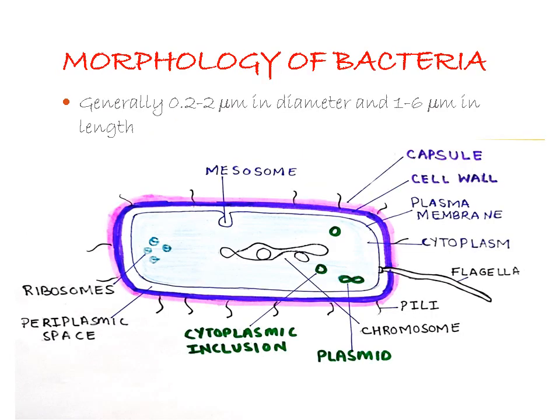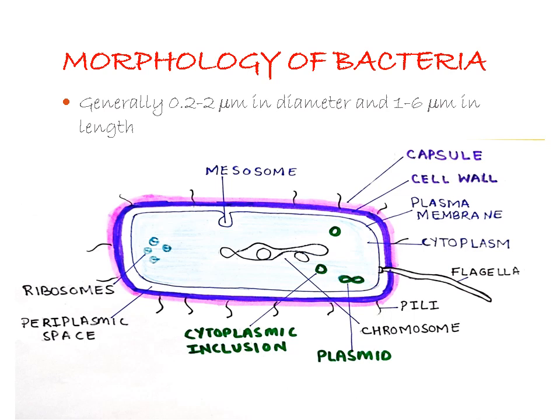Now let's discuss the morphology of bacteria. Bacteria are usually 0.2 to 2 micron in diameter and 1 to 6 micron in length. This is a diagram showing the basic structure of bacteria. The outermost layer, which is pink colored, is the capsule. Within this there is a purple colored thick layer which is the cell wall, and inside it is a thin layer of plasma membrane. Between the plasma membrane and cell wall we can see some space. This is the periplasmic space. Moreover, the plasma membrane is involuted at a place to form the mesosome.